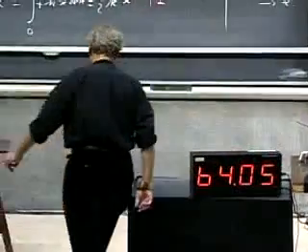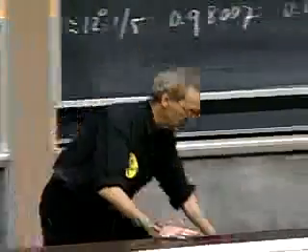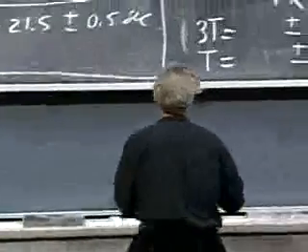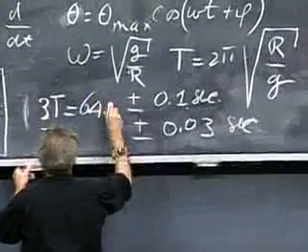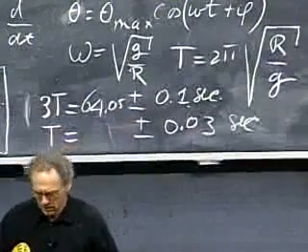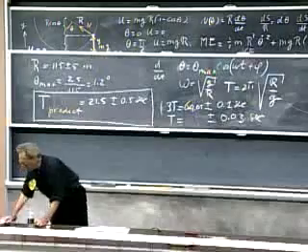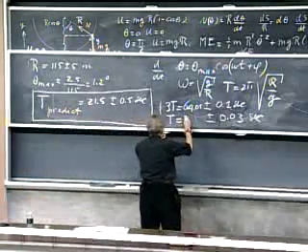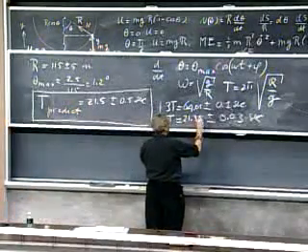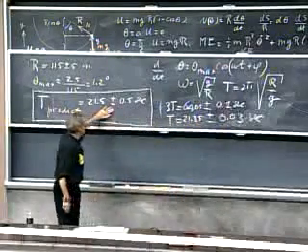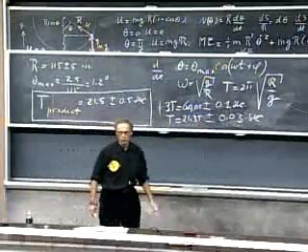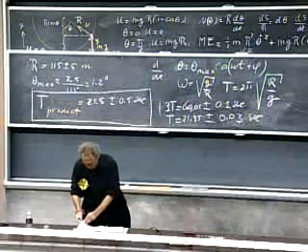0.05. Let me turn this off. So 3t equals 64.05. I'm lazy. 64.05. I divide that by 3. That is 21.35 plus or minus 0.03. It's exactly in agreement with the prediction, with the uncertainty of the prediction.